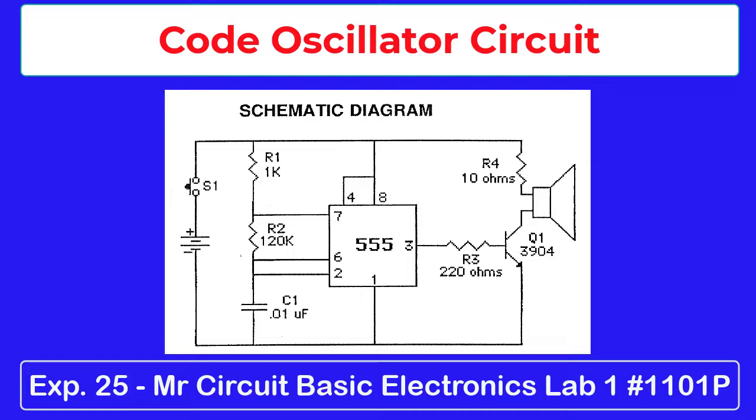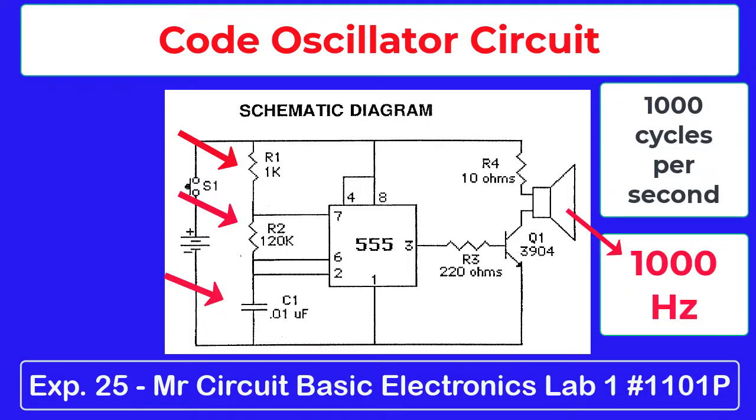The circuit we use here to create an audio tone uses a 555 timer IC along with a 1K and 120K ohm resistor in addition to a 0.01 microfarad disc capacitor. These components connected to the pins on the IC cause the IC to generate a fixed audio tone somewhere around 1,000 cycles per second, which is referred to as 1,000 hertz.